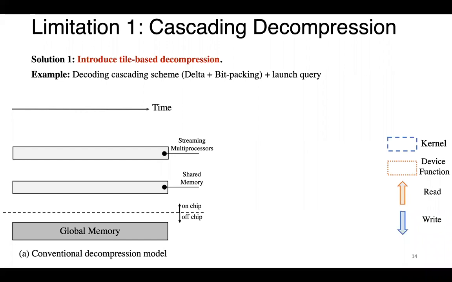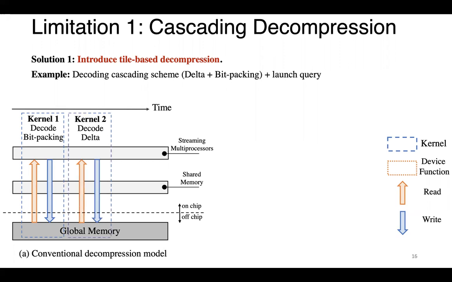In the conventional decompression model, we will first launch the first kernel to decompress bitpacking. This would require us to read the compressed data from the global memory, decompress bitpacking, and write the result to the global memory. After that, we would launch the second kernel to decompress the delta scheme. This would once again require us to read the intermediate result from the global memory, decompress the delta, and write the results to the global memory.